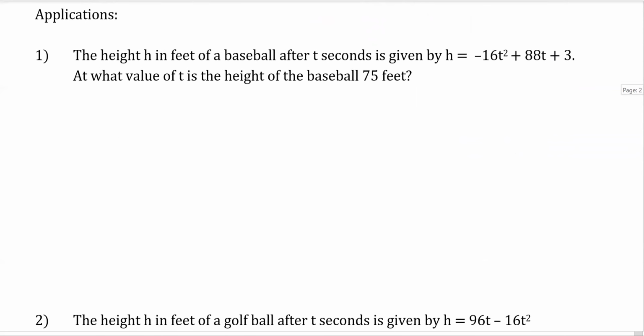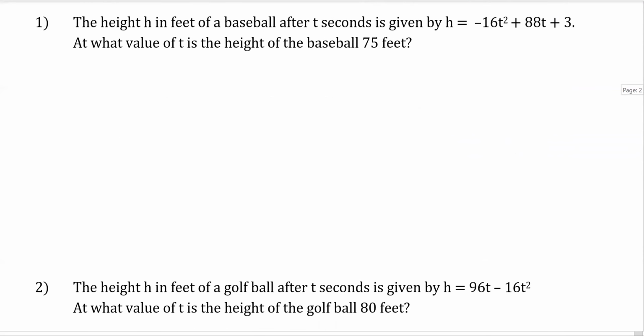Application problems. Number 1. The height h in feet of a baseball after t seconds is given by h is equal to negative 16t squared plus 88t plus 3. At what value of t is the height of the baseball 75 feet?